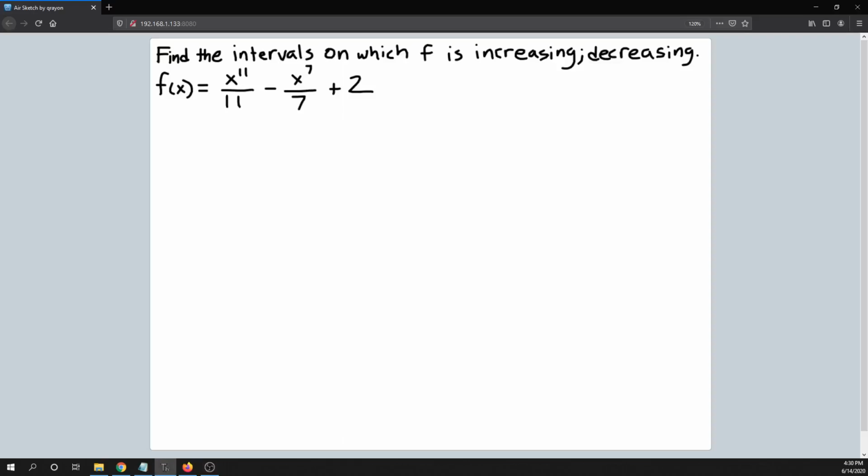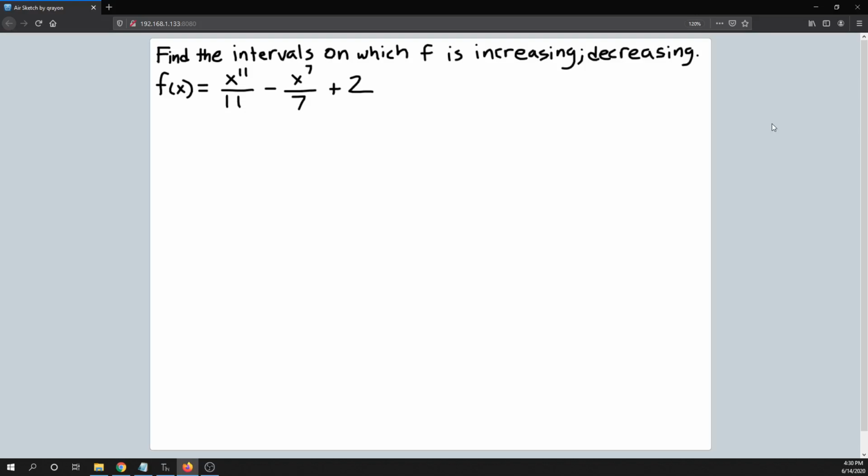In this video, we are going to work on this problem. It says find the intervals on which f is increasing and then also decreasing. All right, and we have this function f here. f of x equals x to the 11th over 11 minus x to the 7th over 7 plus 2.